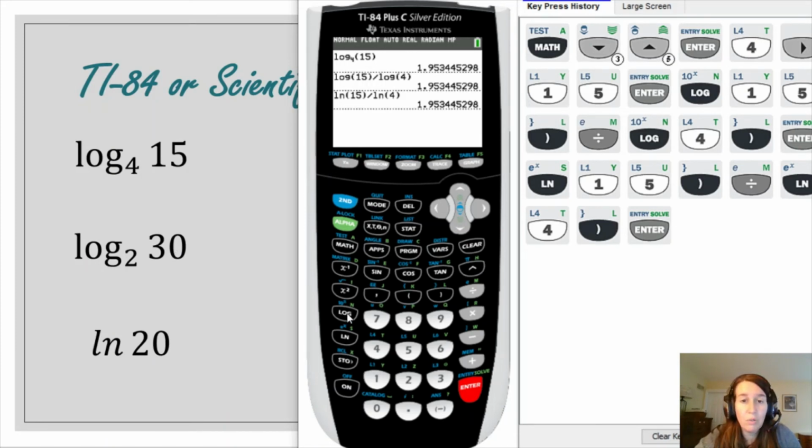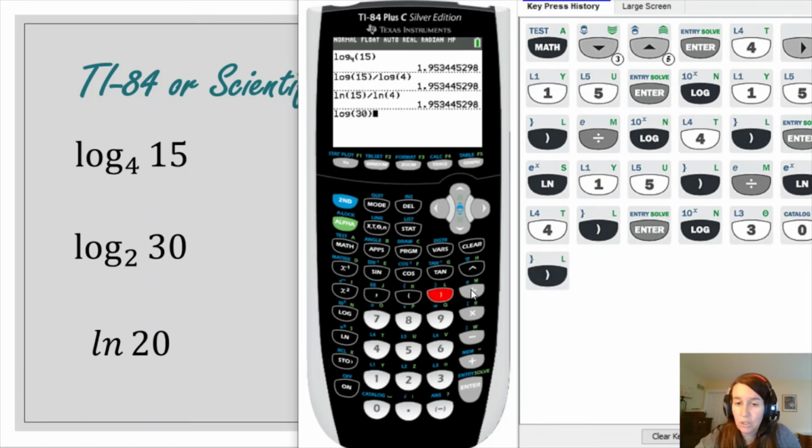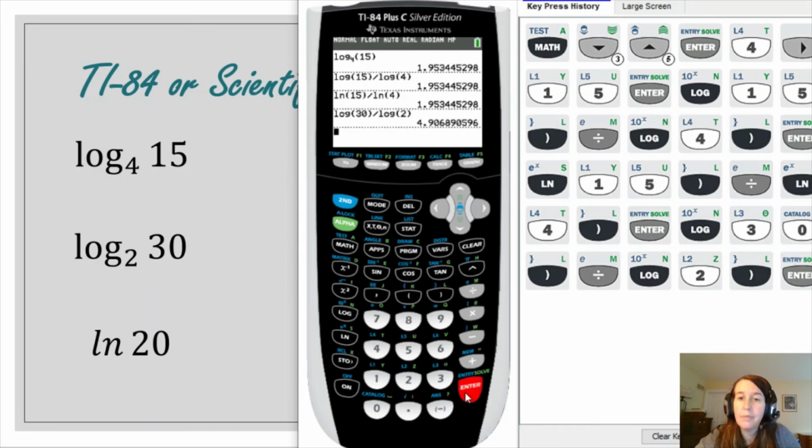So I would do log 30, parenthesis, make sure you end that parenthesis, divided by log 2. So that's 4.906, and then it'll usually tell you where to round in the problems. If it doesn't, just give it 2 decimal places, or 3 decimal places.